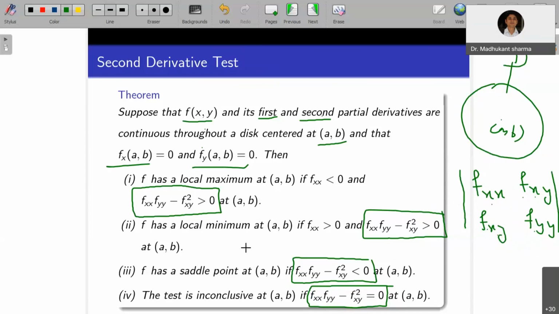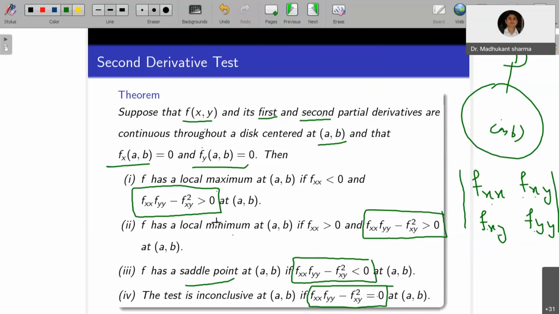If that is greater than 0, then you can talk about either a maximum or a minimum. If it is negative, you can say certainly that it is a saddle point. If it is 0, it may be the case that the determinant of the Hessian matrix is 0, and in that situation the test is inconclusive. So what we observe is as follows.